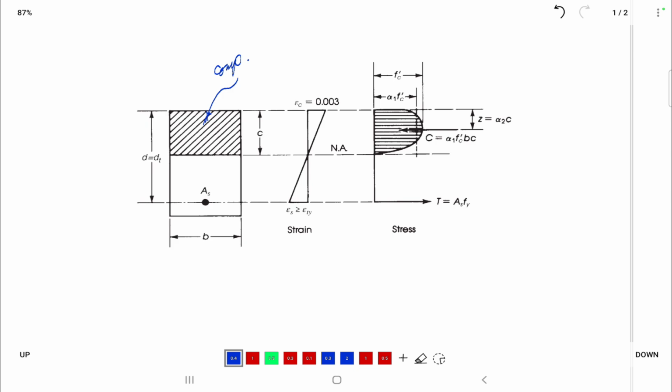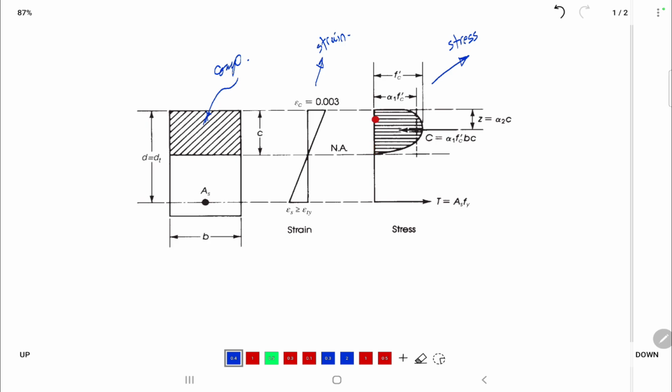So the design for this section assumes that the steel has yielded already. So now you see this is the distribution. Based on this and the stress-strain diagram, we can plot this one. So this one is the stress. This one is strain. This one is the stress distribution.